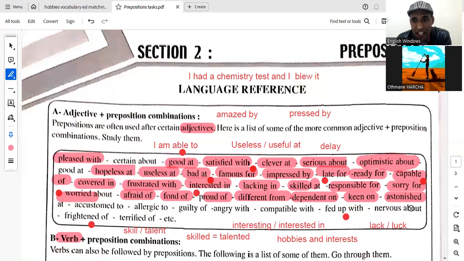Passionate. You mean passionate? Yes. Passionate means keen on. I am passionate. Yes. Oh, exactly. Very good. Now, astonished.